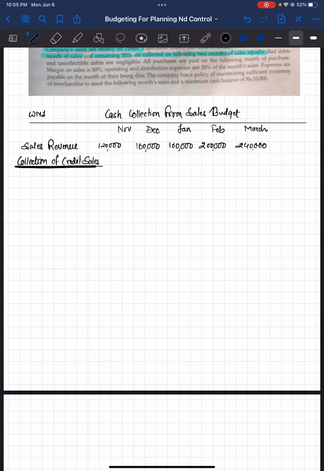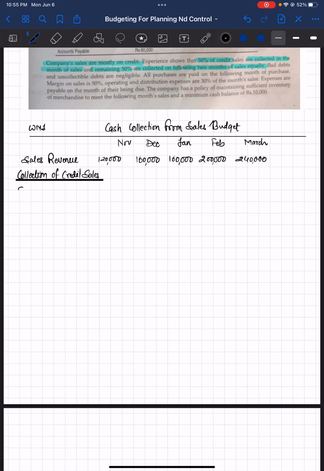Let's put it more like this. If it is going to be the collection of the credit sales, let's see how many installments are going to be collected. As we know, there are going to be 3 different installments, the first being 50% on the same month, all right? And the next 25% on the next month of sales, and the remaining 25% will be on the next following month of sales. It's pretty straightforward, right?